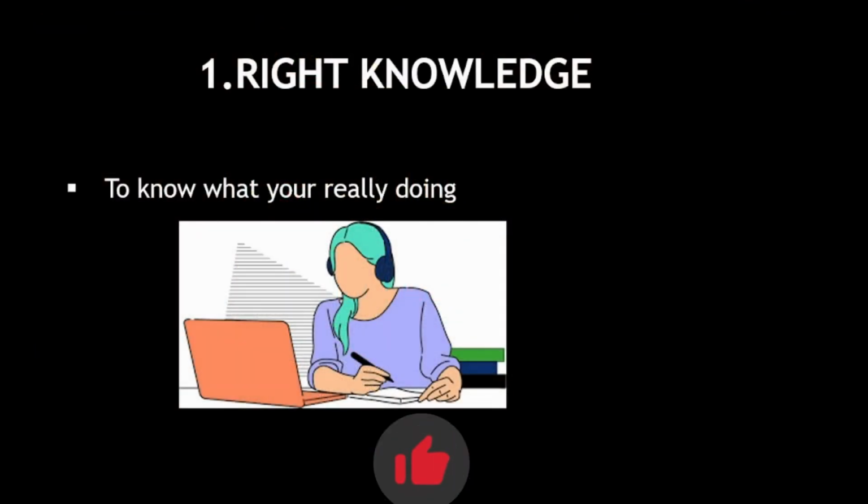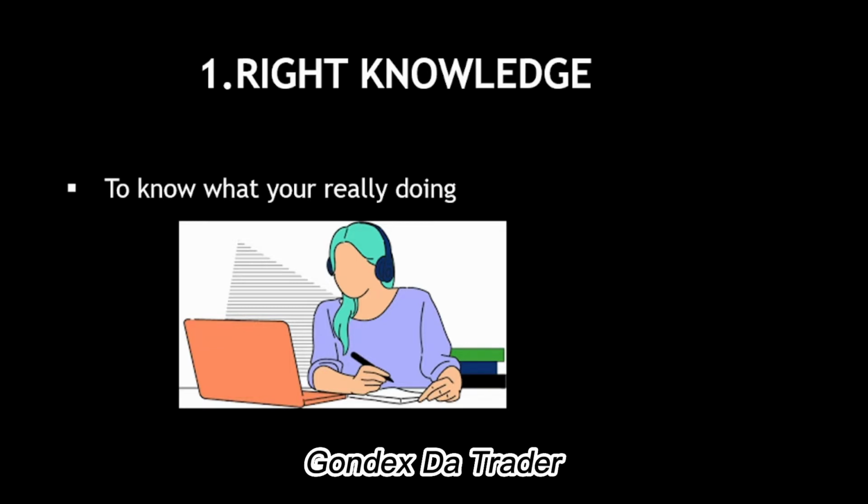Point number 1 is having the right knowledge. So you really have to understand more about forex trading. You really have to know when you're supposed to buy and when you're supposed to sell. So without this knowledge, you can't trade forex. So it is very important for you to have the right knowledge. You may have the knowledge, but if it is not the right knowledge about forex trading, you won't be profitable in this industry.